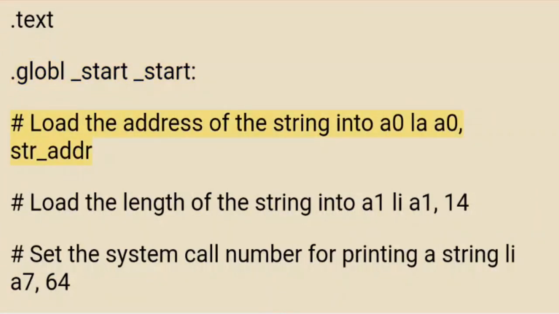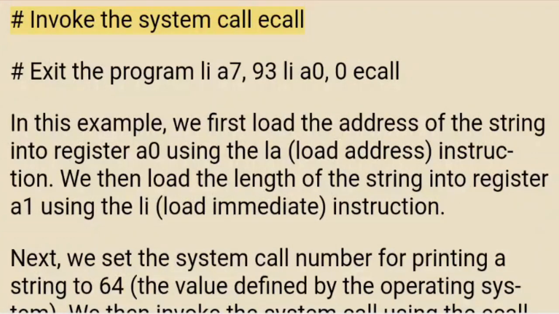.global _start. _start: # load the address of the string into A0: la A0, str_addr. # load the length of the string into A1: li A1, 14. # set the system call number for printing a string: li A7, 64. # invoke the system call: ecall. # exit the program: li A7, 93, li A0, 0, ecall.